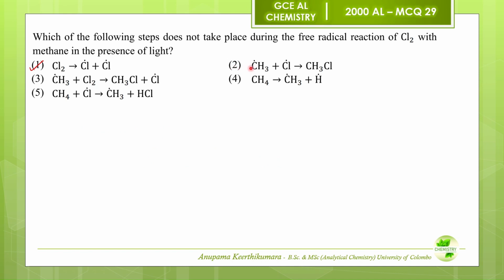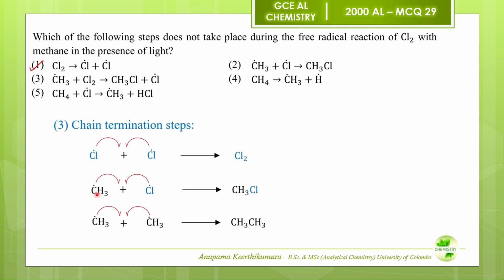Number 2, CH3 free radical reacts with chlorine free radical to produce CH3Cl. Always in these reactions, two radicals react together to form a molecule in the last step, that is the chain termination. These are some of the possible chain termination reactions. Therefore, this is also correct.